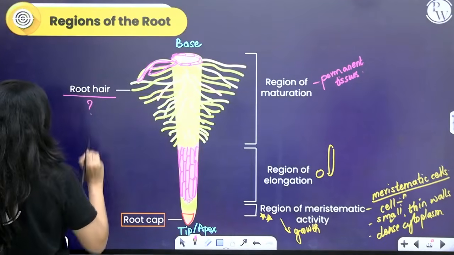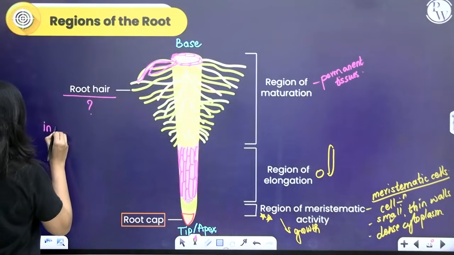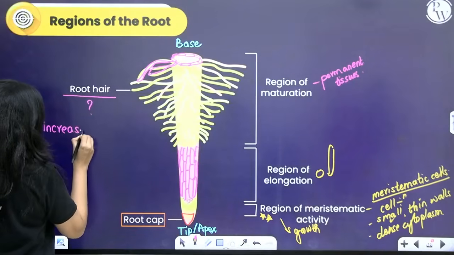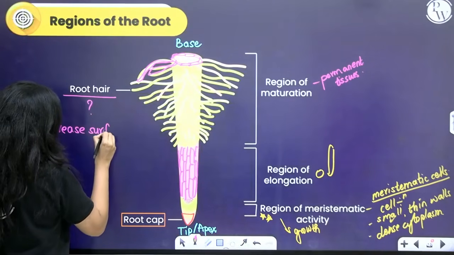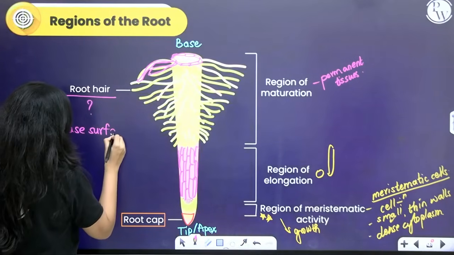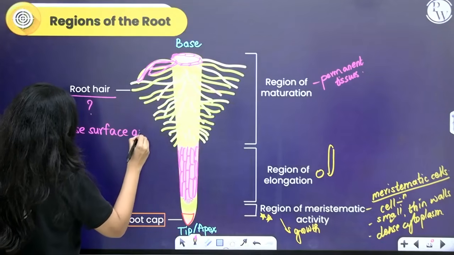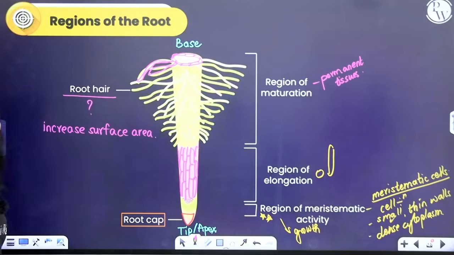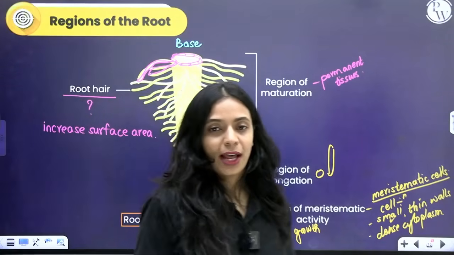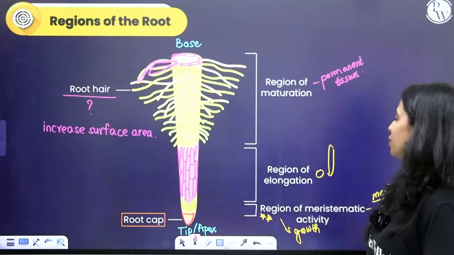What does root hair do? Root hair increases surface area. Why should surface area increase? That will make absorption even better, right? So this helps in increasing the surface area that's available for absorption of water and minerals. Okay, so these are the different regions of the root.